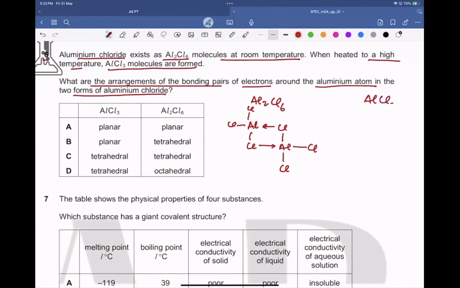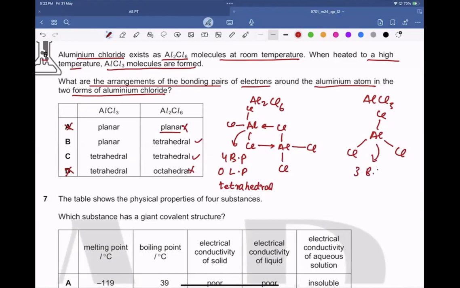When we talk about AlCl3, it's like this. So see over here around aluminium, 4 bond pairs and 0 lone pairs makes it tetrahedral. So tetrahedral are these two. These two go wrong, which makes A and D wrong. Over here, 3 bond pairs and again 0 lone pairs, which makes it trigonal planar. So this is correct and this is wrong. So C goes wrong as well. And B is the correct answer for question number 6.